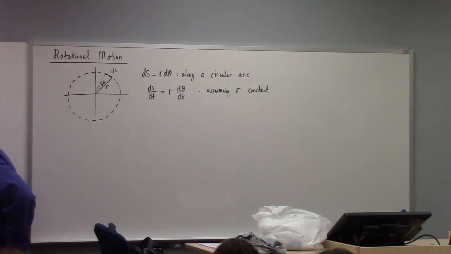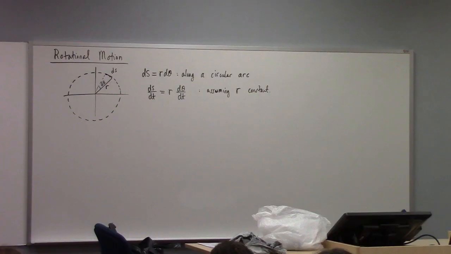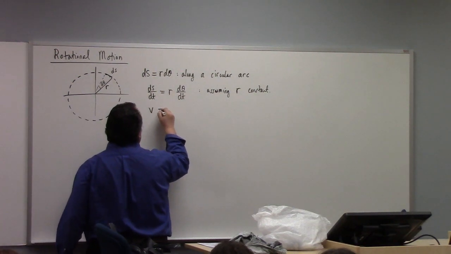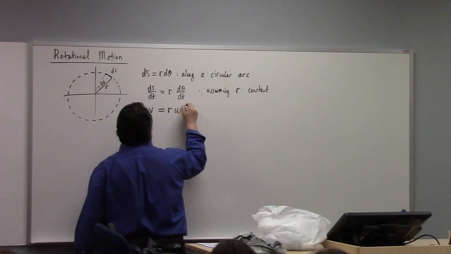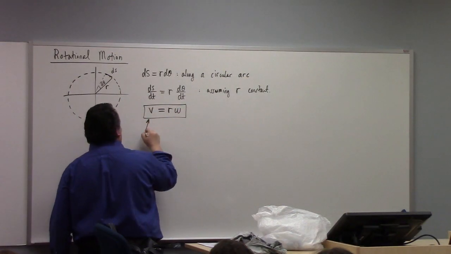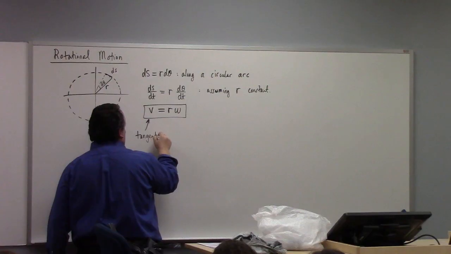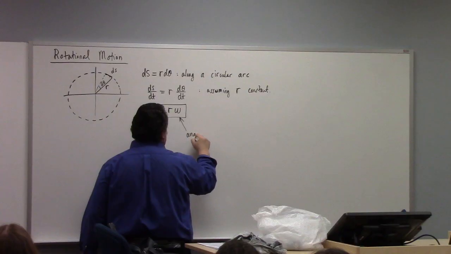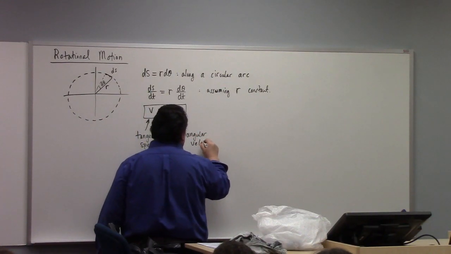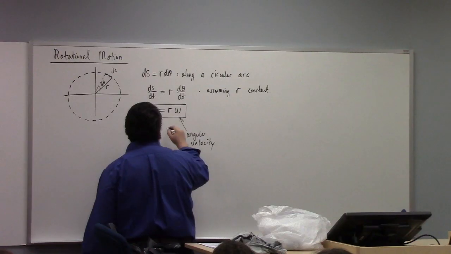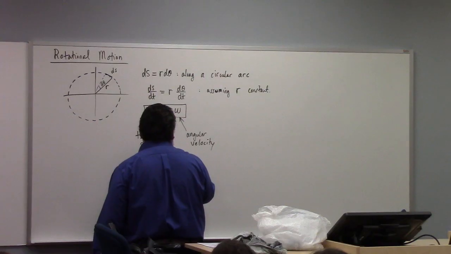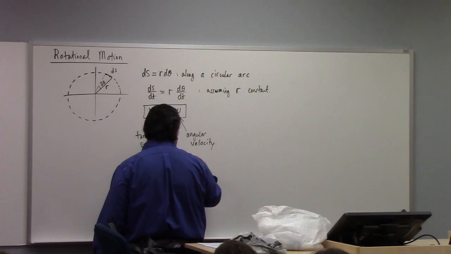What would ds dt, though, be? This would be the tangential speed, right? So typically we say something like v is equal to r omega. So this right here, we're talking about tangential speed, omega is the angular velocity, and r is the radius of the circular arc in question.